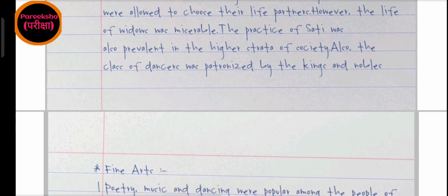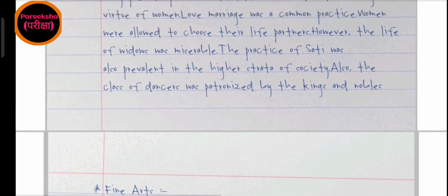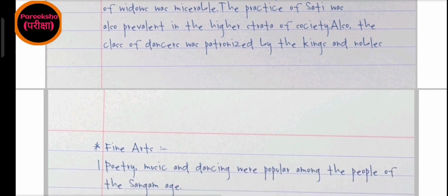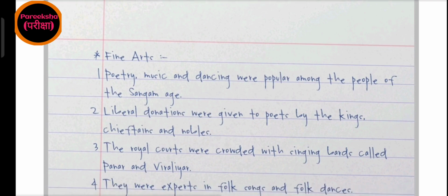However, the life of the widows was miserable. But one thing cannot be overruled or ignored, that the life of widows was also not good at that time. It was miserable, but women were allowed to choose their life partner. The practice of sati was also prevalent at that time, and it was practiced in society.